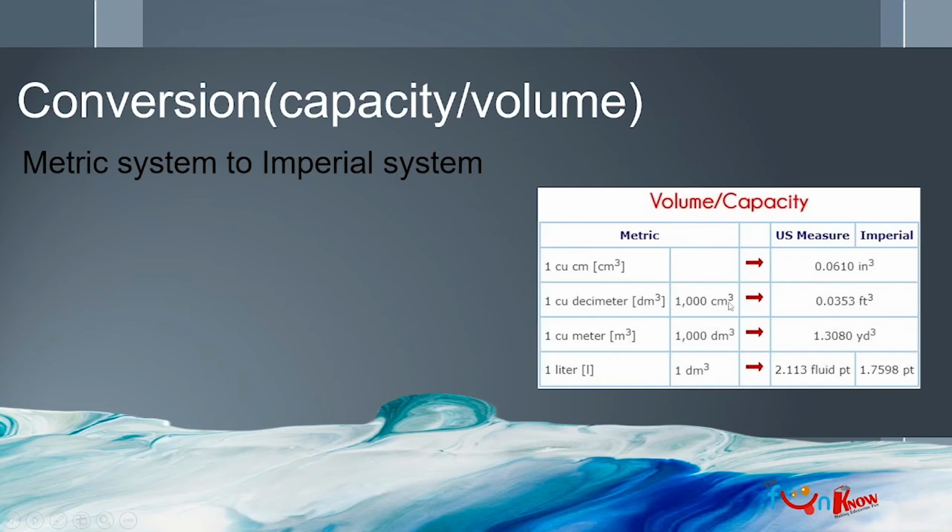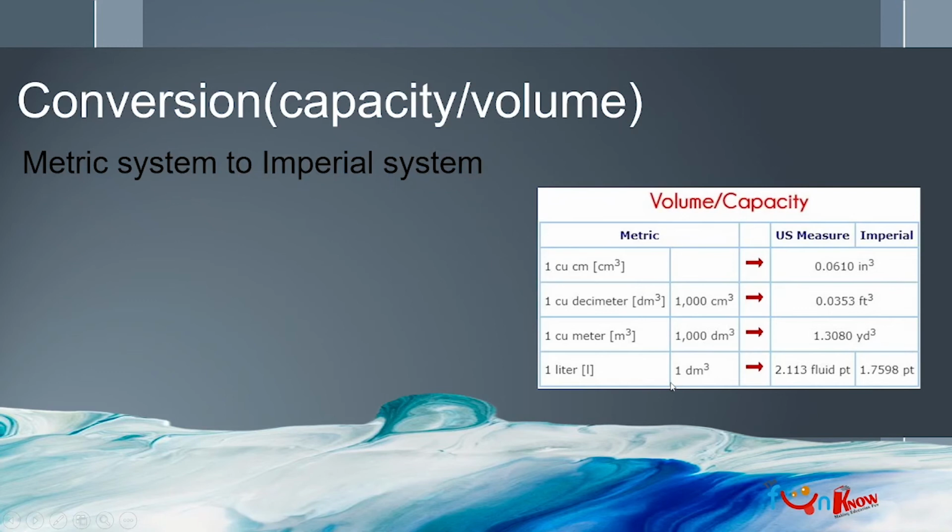0.0610. Then you can also see 1 cu decimeter, that is dm cube, which is 1000 centimeter cube. You can write 0.0353 ft cube. Here 1 cu meter, which can also be written as 1000 decimeter cube, you can write 1.3080 yards. YD means yards basically, so yards cube.